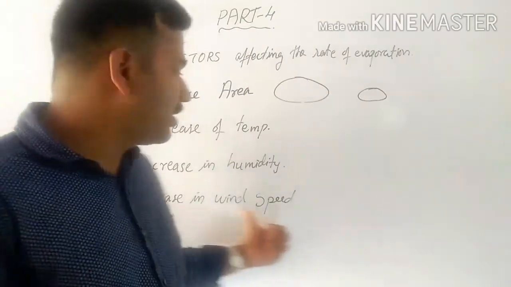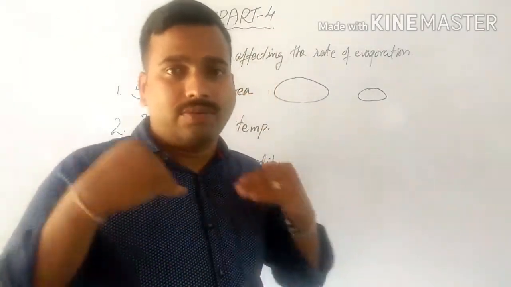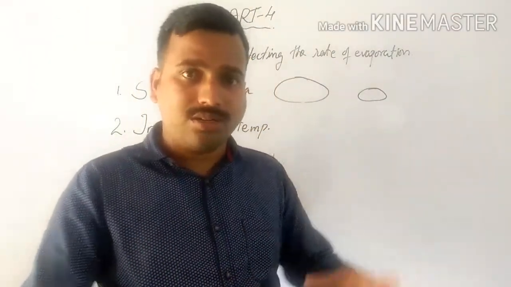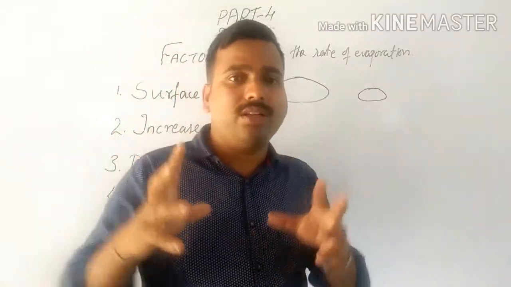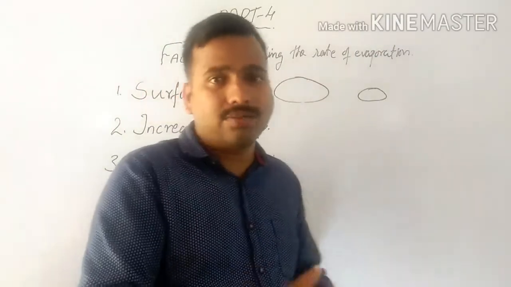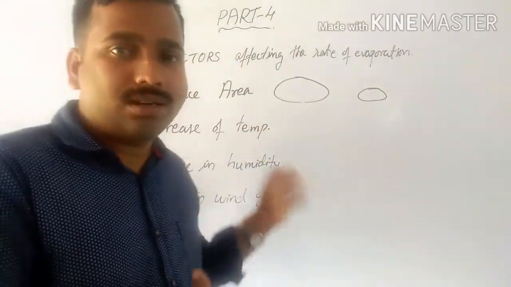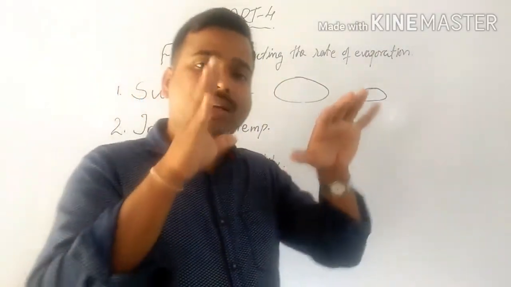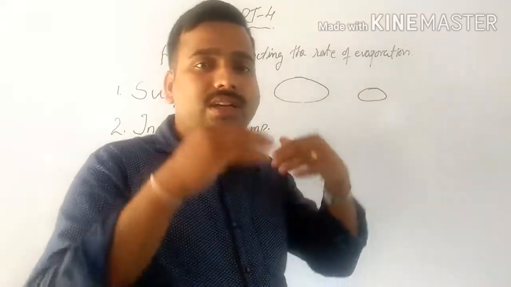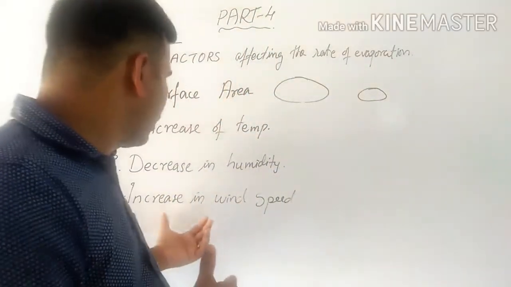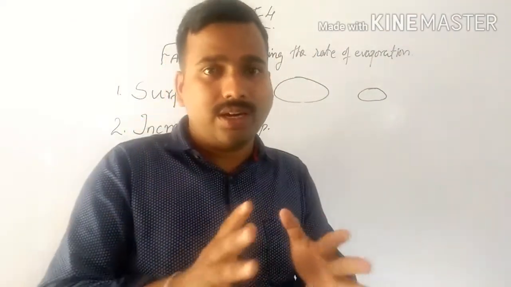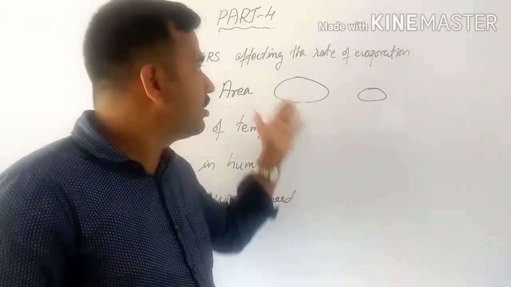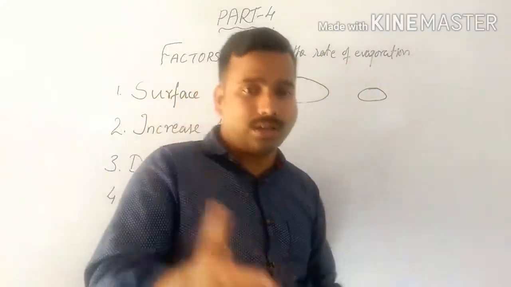And the last one is increase in wind speed. If the wind speed is high, the wind can take away the moisture or humidity from one place to another place very fast. As a result, the amount of humidity will decrease, and the rate of evaporation will increase. If the wind speed is high, the rate of evaporation will increase.